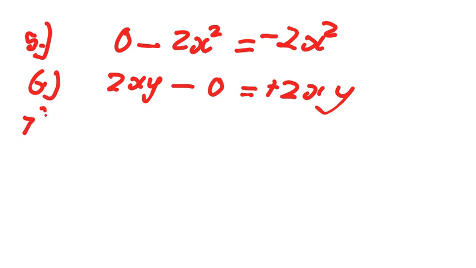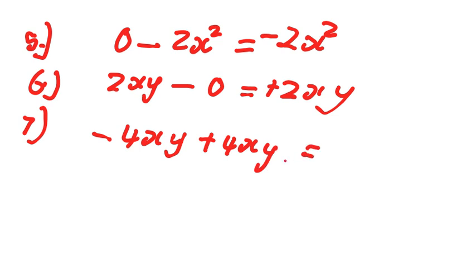Okay, number 7, let's say I have negative 4xy plus 4xy. First of all, are these like terms? Yes. So can I add them? Yes. Negative 4 plus 4, these are different signs. Yes, we know our answer should have the same common variables that we have for the like terms.